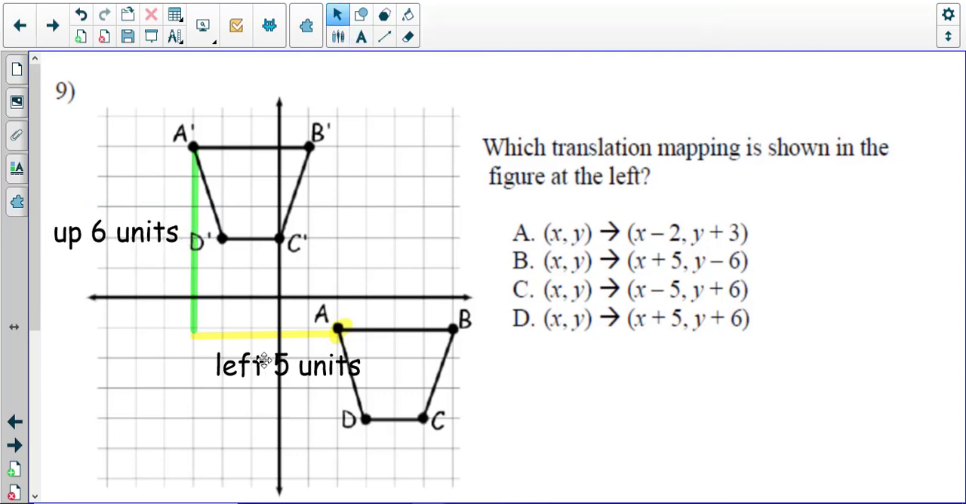We're always going to do left or right first. So left 5 units is going to be x minus 5, which I can see here with choice C. Up 6 units is going to be y plus 6, which I also have with choice C. So what I know is that our correct solution here is going to be choice C, which is x minus 5, which is a mapping 5 units to the left, and y plus 6, which is a mapping 6 units up, which is what we can see from point A to point A prime, which is our image.